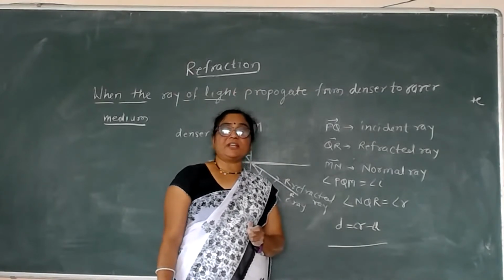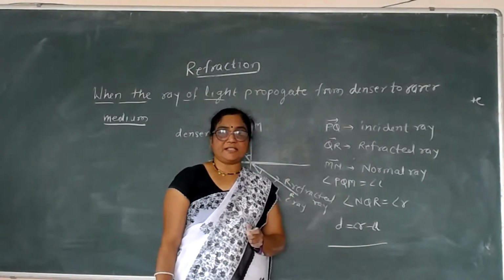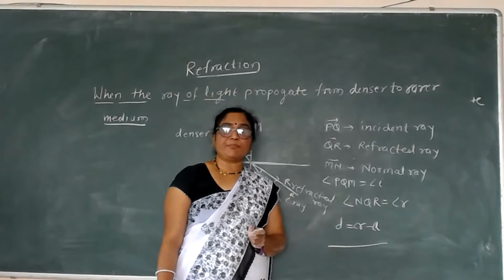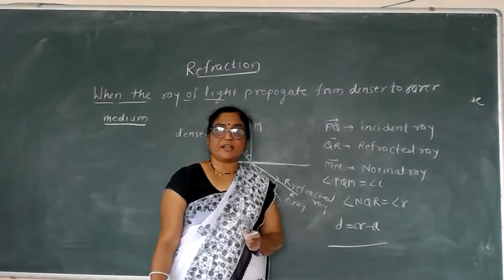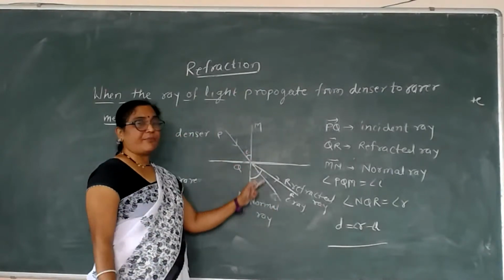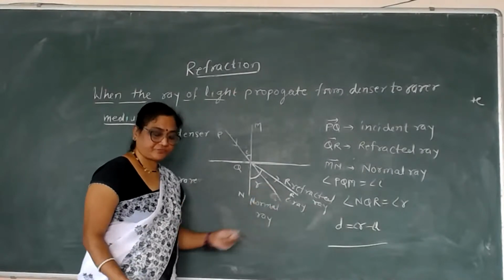This means when the ray of light is propagated from rarer to denser, its velocity decreases. But when the ray of light is propagated from denser to rarer, its velocity increases, so it bends away from the normal. And this process of bending of a ray of light is known as refraction.